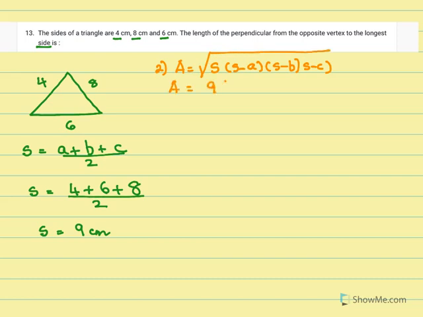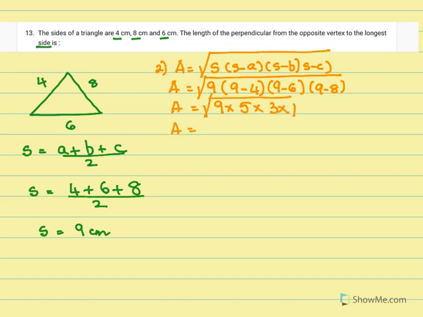When you put in your values, it will be the square root of 9, 9 minus 4, 9 minus 6, and 9 minus 8. On working this out, you get 9 into 5 into 3 into 1. So area equals, 9 is 3 into 3, and this is 5 into 3. So these two 3's will come out, and what will remain inside is 15. So this will be my area.